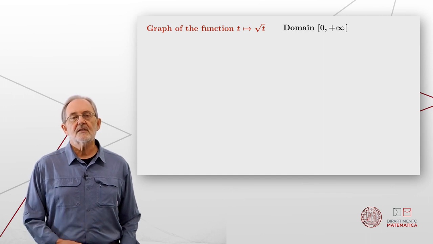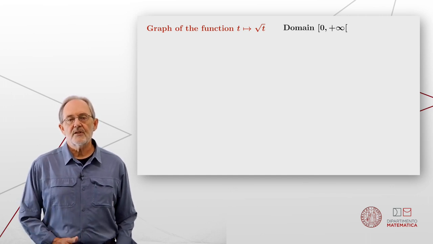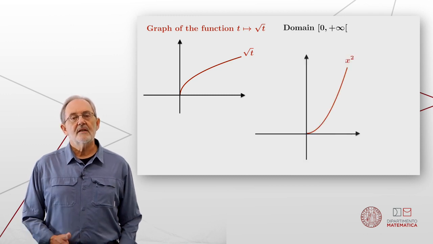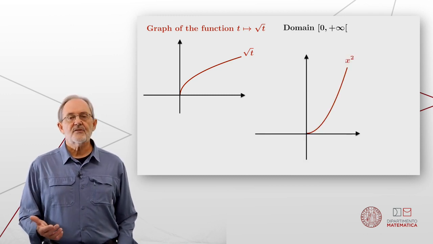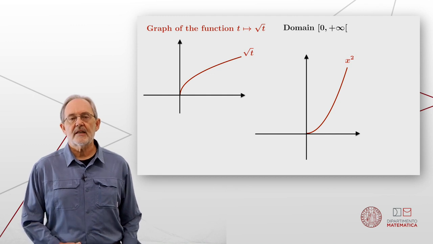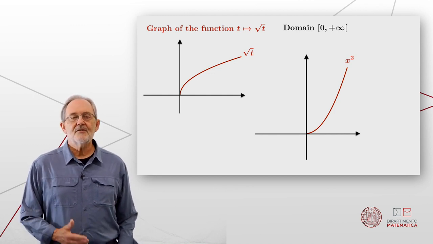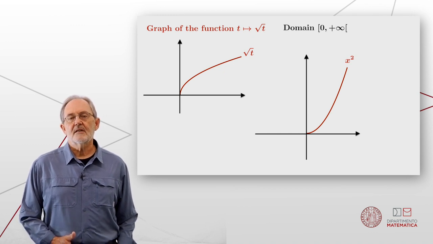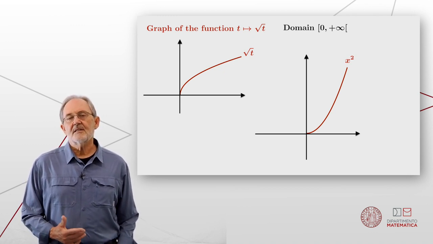Let's do it first for our example. Here's the inverse function, the square root of t. There's its graph. There's the original function, x squared, but restricted to positive x's. We tend to discern a rather great similarity between these two curves. Do we not? What exactly is this similarity?